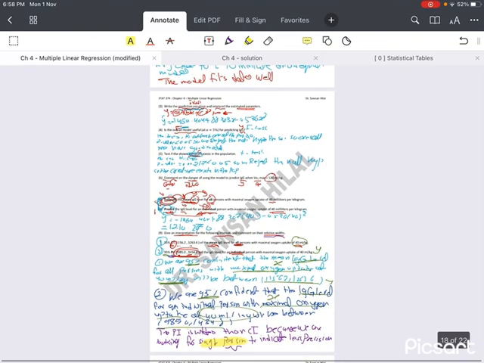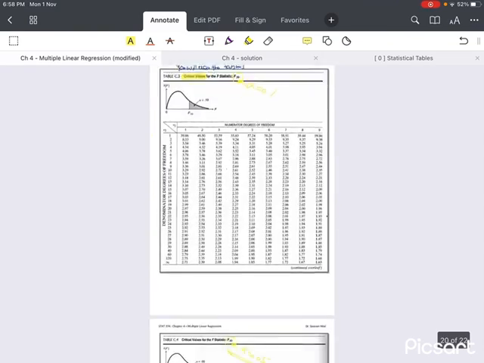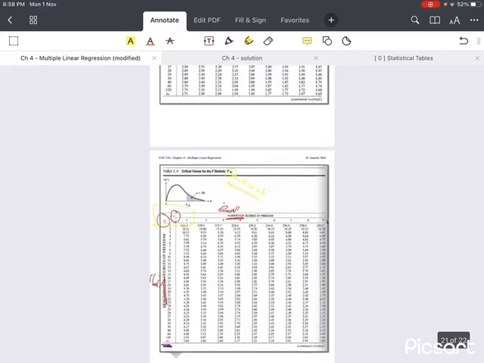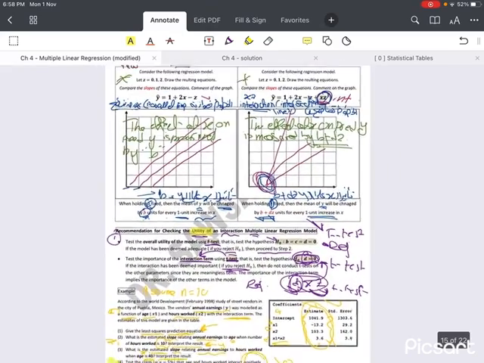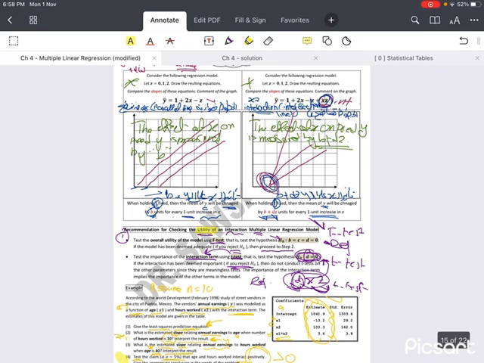We end with this exercise, then with this exercise, then here you have the tables for F. Okay, so this will be the end of chapter 4. Thank you very much for listening.